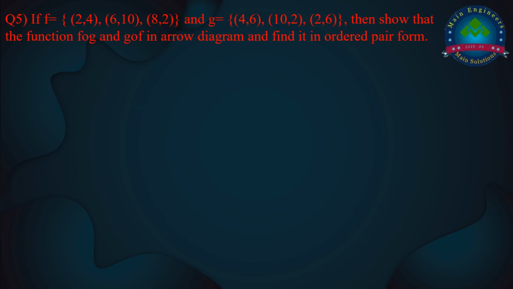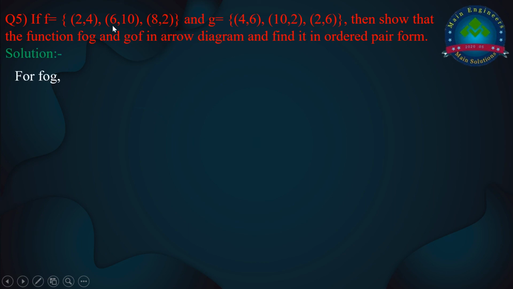Let's go to another question, question 5. Here, f is equal to {2, 4, 6, 10, 8, 2} and g is equal to {4, 6, 10, 2, 2, 6}. Then prove the functions f of g and g of f in arrow diagram and find them in ordered pair form.